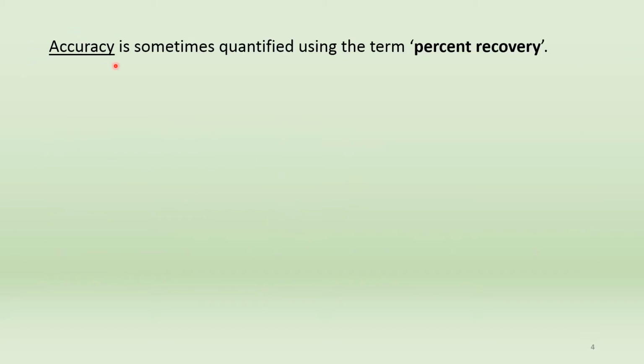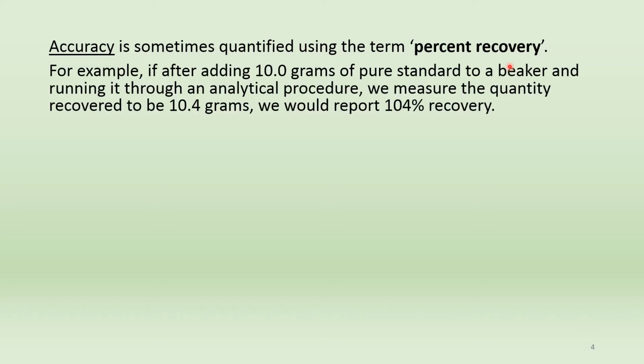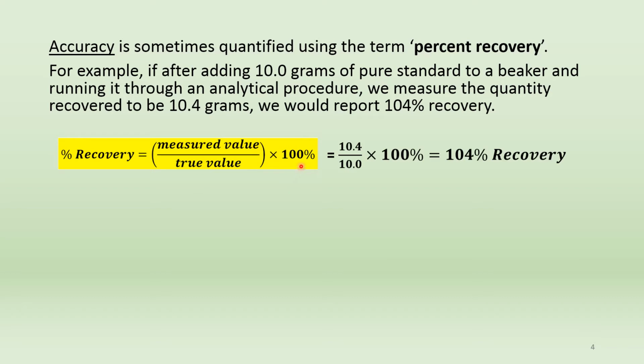Okay, let's start with accuracy, which is sometimes quantified using percent recovery. So for example, if after adding 10.0 grams of a pure standard to a beaker and running it through an analytical procedure, we might measure the quantity recovered to be 10.4 grams, and we would report 104% recovery. The calculation is percent recovery is measured value over the true or accepted value times 100%, which in our case is 10.4 measured over 10.0 known, times 100, giving 104% recovery.